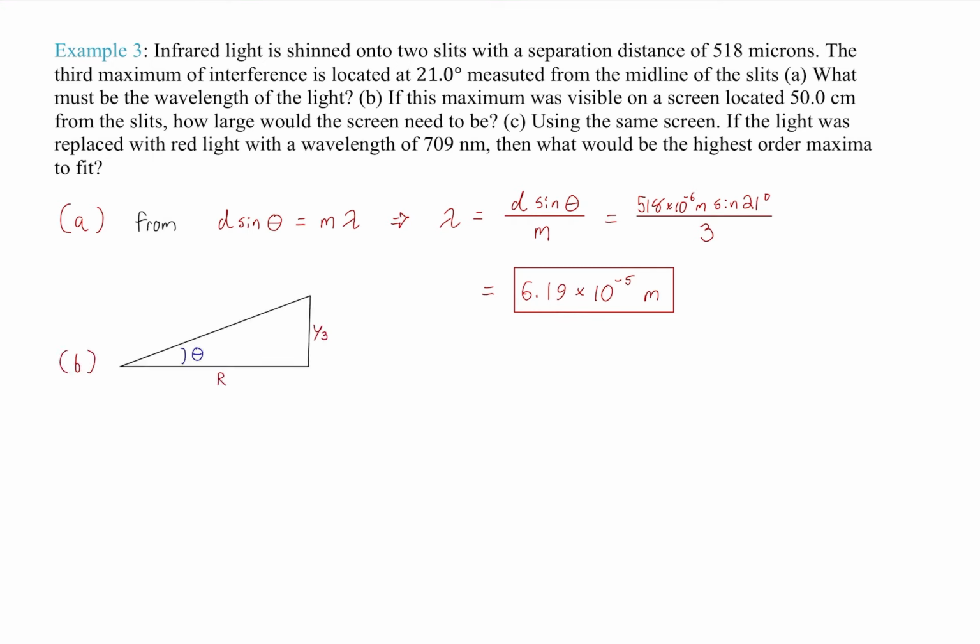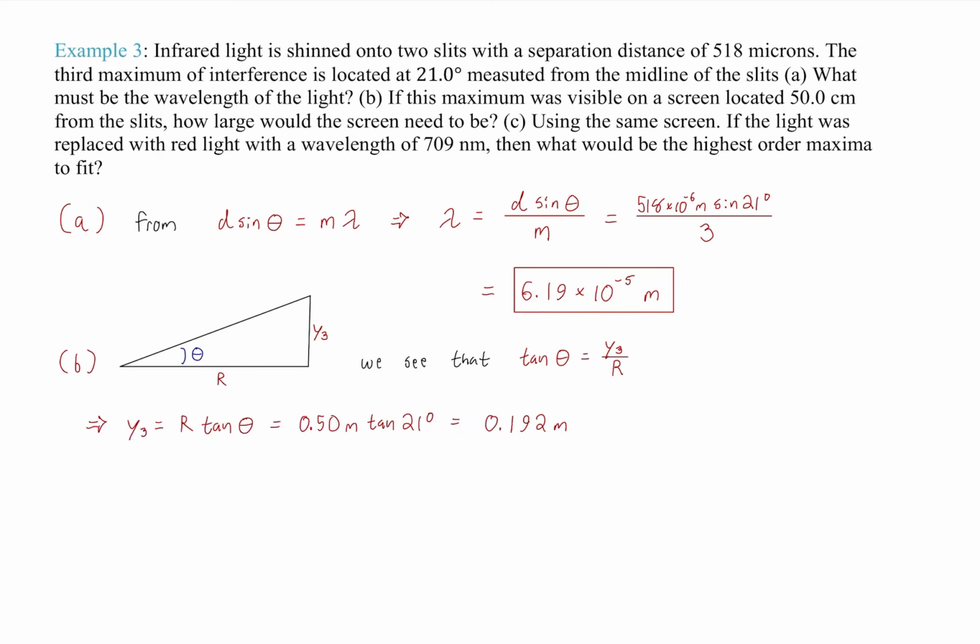Now in part B, let's take that information and consider that, based on that angle, we can find the location for that particular order maximum. In this case, the third order maximum. But that also applies to physical distances, with the distance of a screen and the actual distance along that screen to the third order maximum, m equals 3. So that's what this triangle represents, those physical distances. And we're going to go ahead and solve for y3.